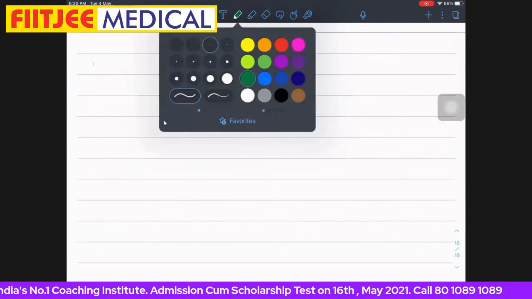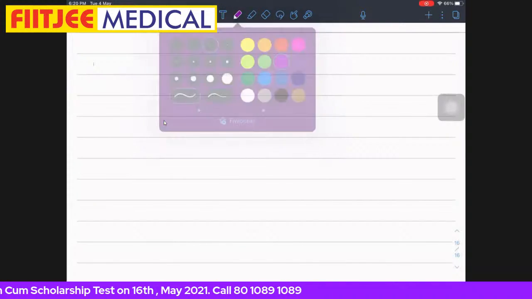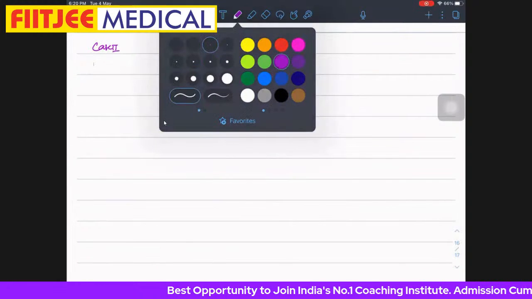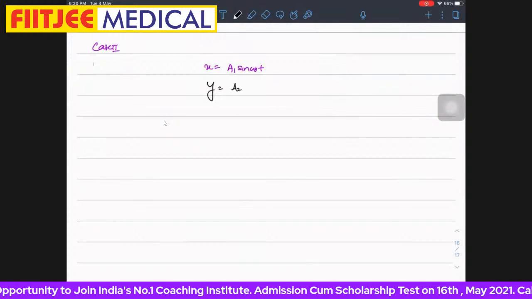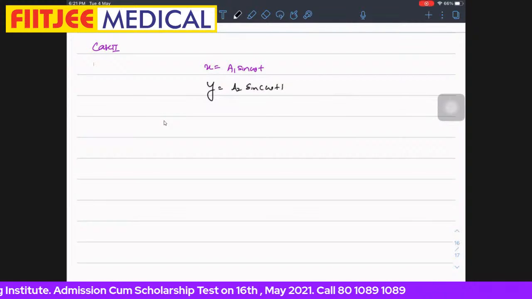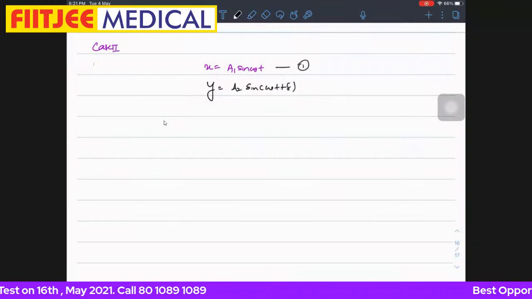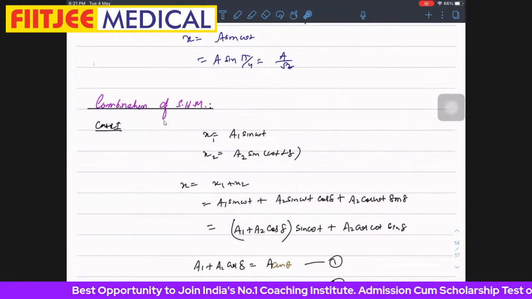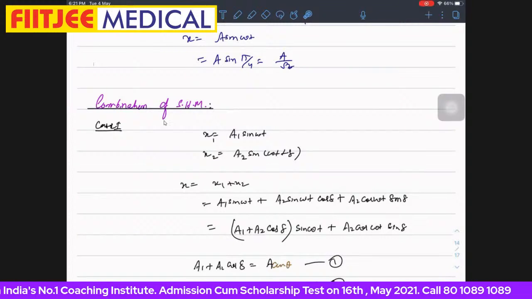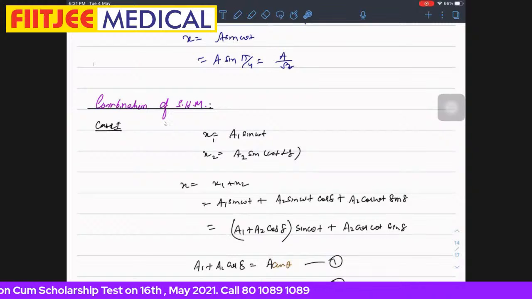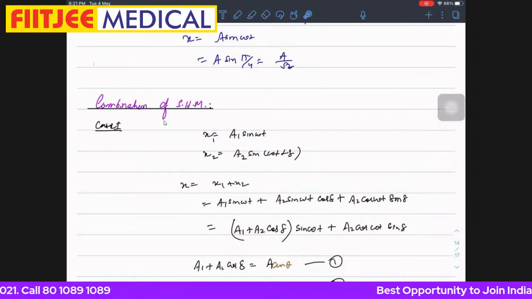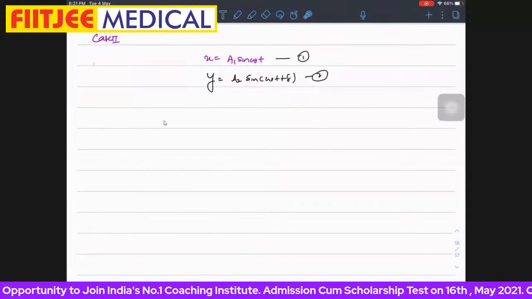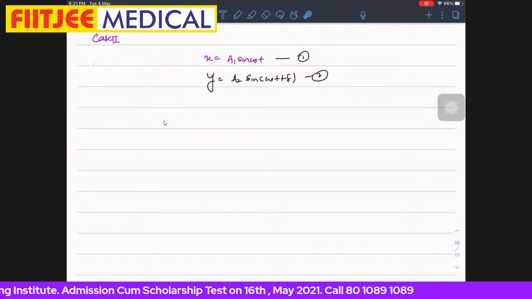So if the motions are happening independently in the x and y directions, in that case what will happen? If we take case 2, one motion is x equals a1 sine omega t. The other one is y equals a2 sine omega t plus delta. So this is our equation 1. In the first case, both the motions were in the same direction, meaning both could be in the x direction, or both could be in the y direction, so it's one dimensional. But here, due to one force the motion is in one direction, and the other force's motion is perpendicular to that direction.